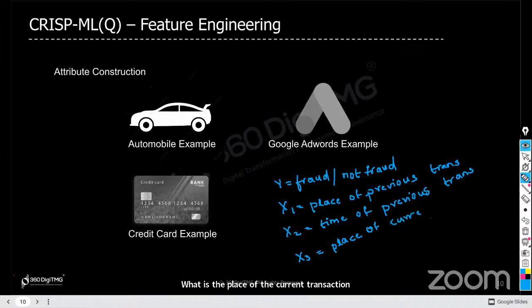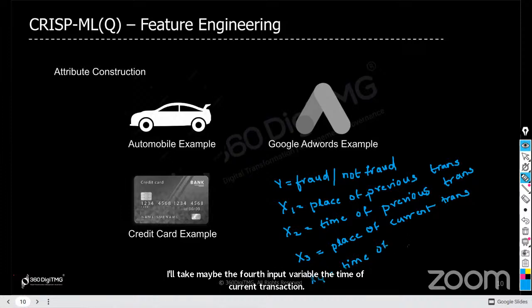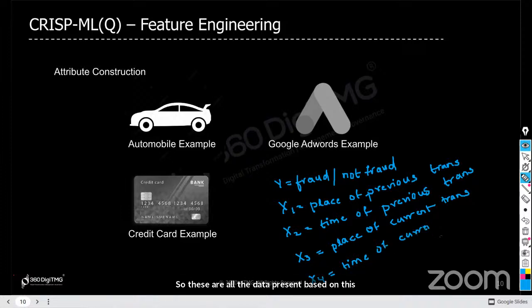What is the place of current transaction? And the last one I'll take, maybe the fourth input variable, the time of current transaction. So these are all the data present. Based on this data, I have to understand whether the transaction that was made is fraud or not. That is a prediction model.